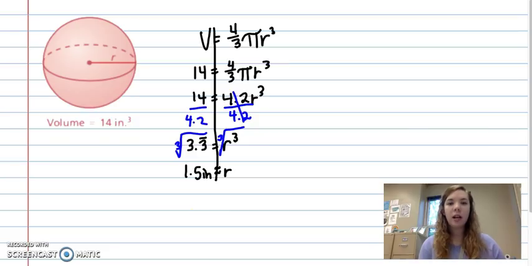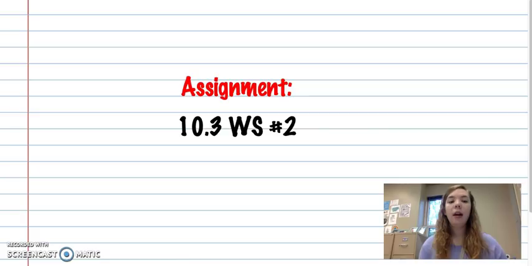Your assignment for today is a worksheet. We're going to practice finding the radius of a sphere. And you should know now how to find the volume of a cylinder, cone, and sphere, and how to find a missing radius or height of all three of those as well. So you need to know those three. We're going to work a little bit on surface area at the beginning of next week and then start reviewing for our test.